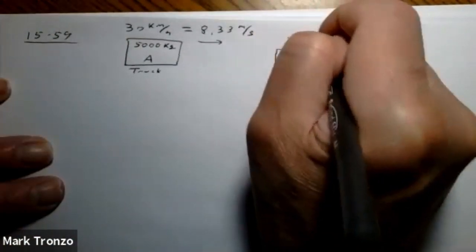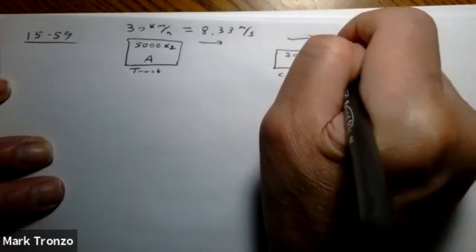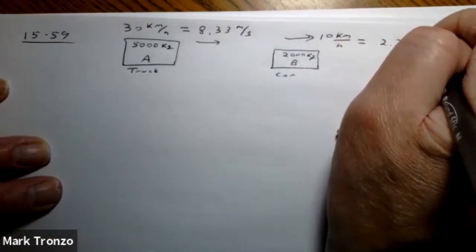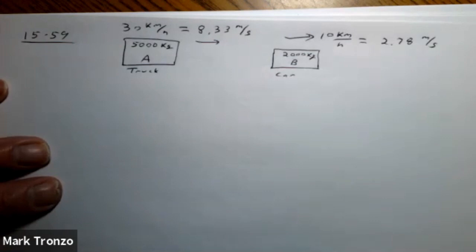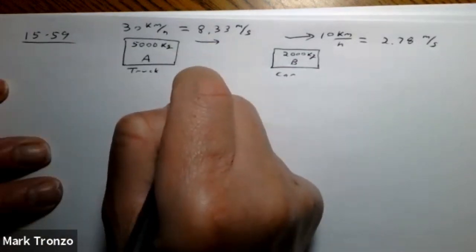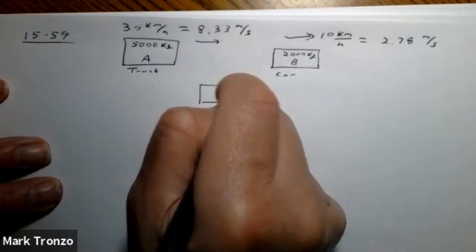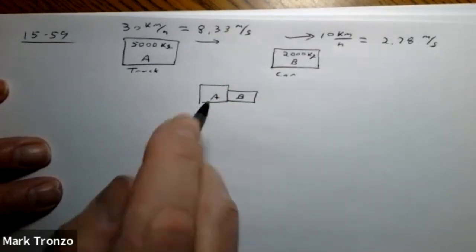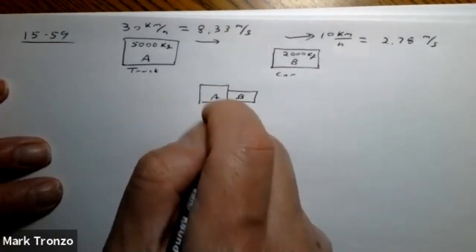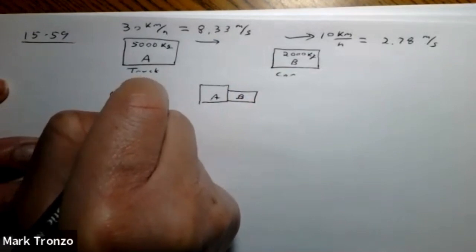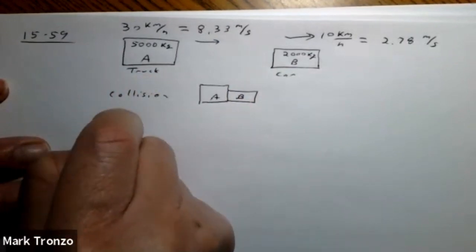It's moving at 10 kilometers per hour, which is around 2.78 meters per second. And so again, they're going to collide. A is going to run into B, and then they're going to separate. So there's a collision, then separation.